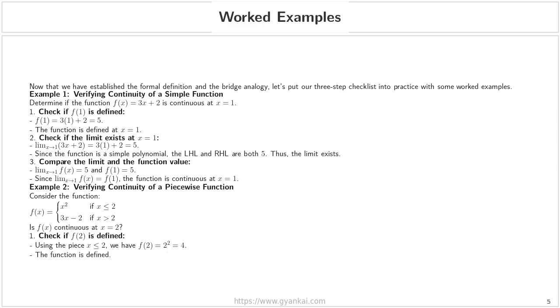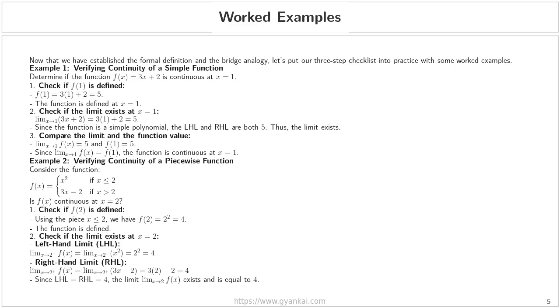Starting with step 1, we check if the function is defined at x equals 2. Looking at our conditions, x equals 2 falls into the first piece, x squared. So 2 squared gives us 4. The function is defined. Step 2 is critical for piecewise functions. We must ensure the limit exists by checking both sides.